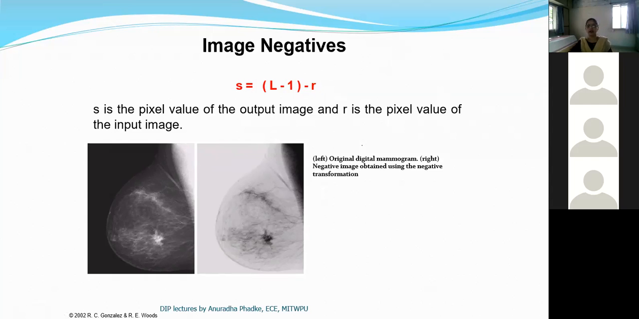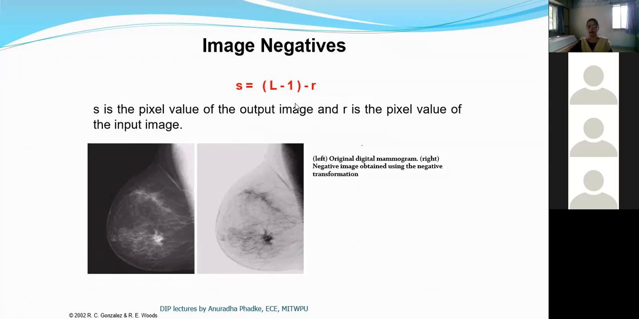So if we are using 8 bits per pixel, L minus 1 is 255. So simply we can subtract the original pixel value R from 255 to get the image negative or enhanced image. S is the pixel value of the output image and R is the pixel value of the input image, and L represents the total number of gray levels. So for 8 bits per pixel, the total number of gray levels is 256, and hence L minus 1 will be 255.